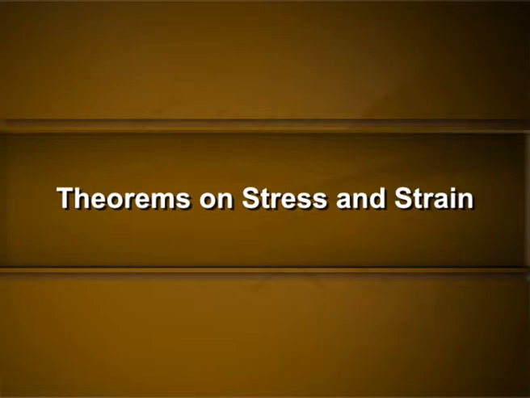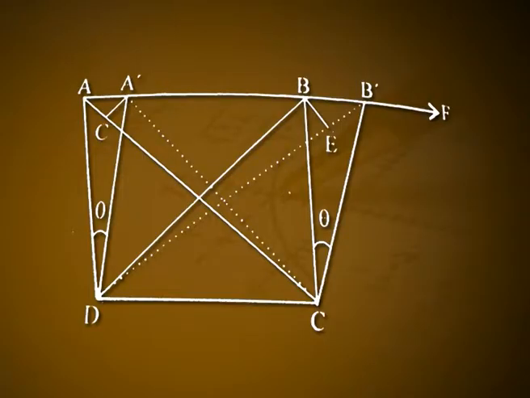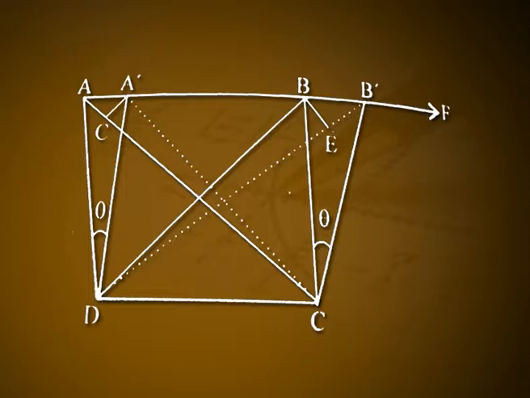Theorems on stress and strain. Theorem 1. A shear strain is equal to the sum of mutually perpendicular compressional and extensional strains. Proof. Let a tangential force F be applied to the upper face AB of a cube whose section ABCD is shown in figure 4. Cube's lower face is fixed. The cube is thus sheared to the shape A'B'CD through a small angle theta.